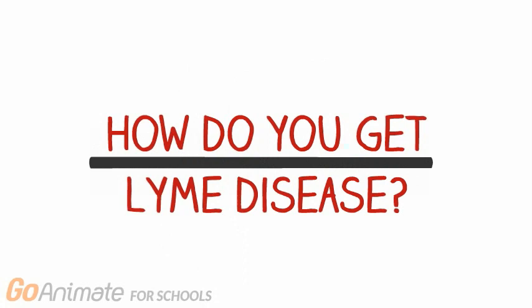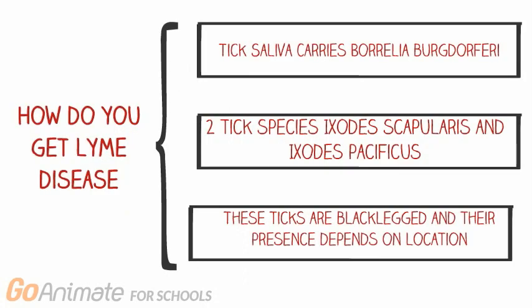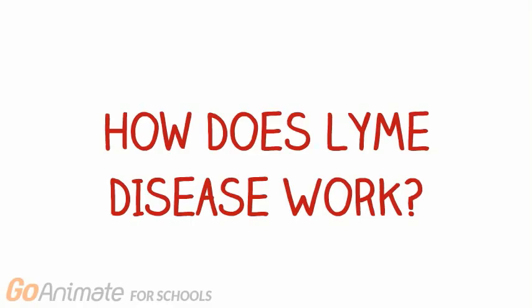How do you get Lyme disease? Borrelia burgdorferi is transmitted through ticks. There are 2 known tick species which carry the disease. Both belong to the Ixodes family. Not every single one of these ticks is a carrier, but they all have the potential to be. Did you know there are special agents in the tick saliva that allow the bacteria to survive longer in the human body? How does Lyme disease work?